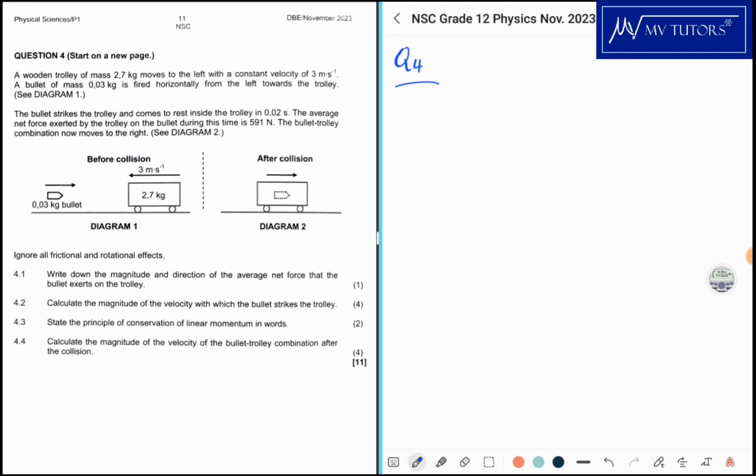It says ignore all frictional and rotational effects. So 4.1: write down the magnitude and direction of the average net force that the bullet exerts on the trolley. They told us already the average net force exerted by the trolley on the bullet is 591. But now they want to know the average net force that the bullet exerts on the trolley. It's still going to be 591 newtons, and the direction will be to the right.